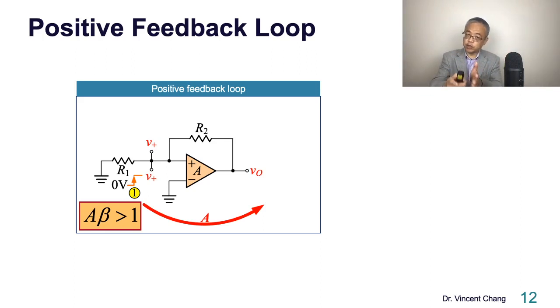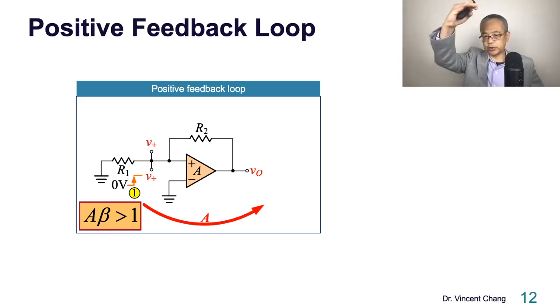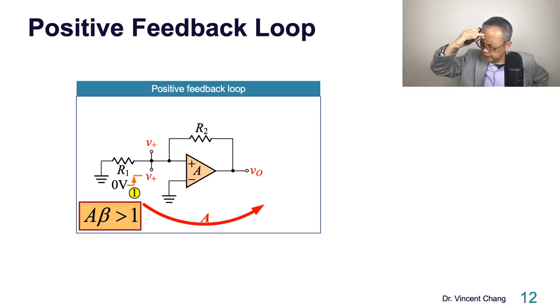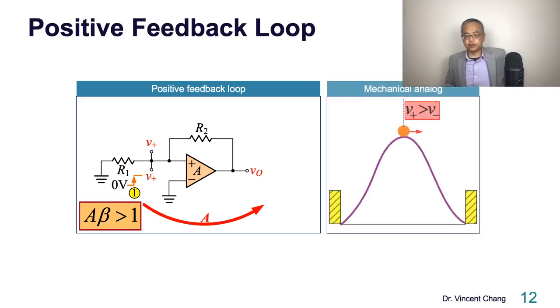What's the final voltage of the output voltage? In this case, the saturation voltage, right? The output voltage is going to be limited by the positive saturation voltage of the op-amp. Let me give you a physical analogy of this. The positive feedback loop on your left-hand side can be analogous to a hill.